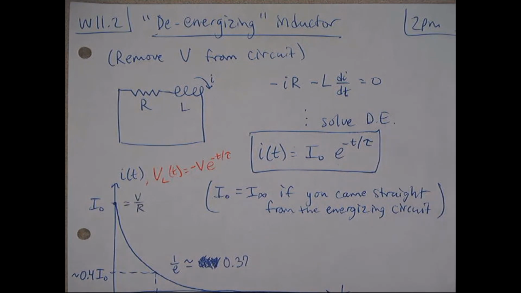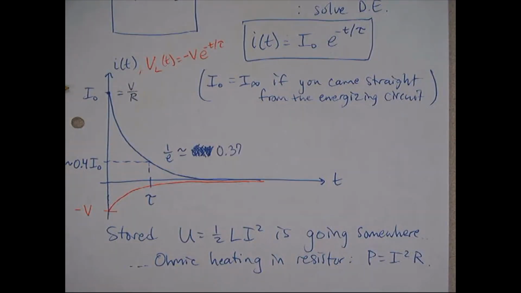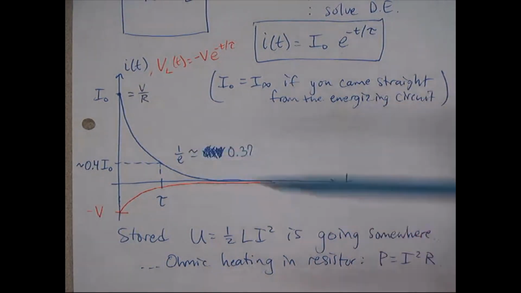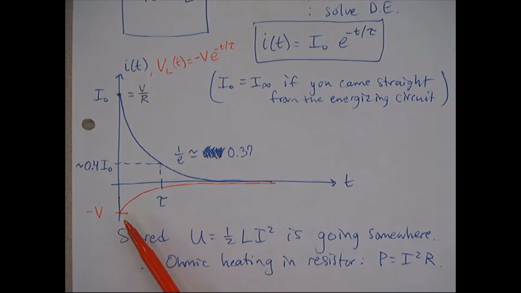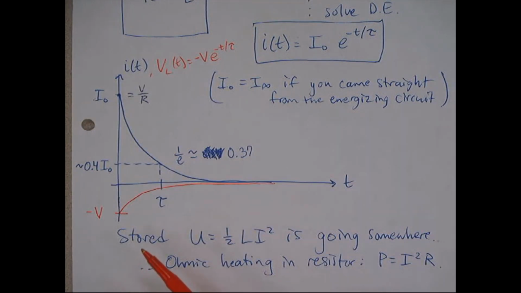in the de-energizing circuit. So for current, we start up at a high V over R value that was already present at time equals 0. It decays exponentially, so after one time constant, you're down to roughly 37% of the starting current, or 1 over e of I0. The voltage across the inductor, I've indicated, switches signs here. We'll see that in class.